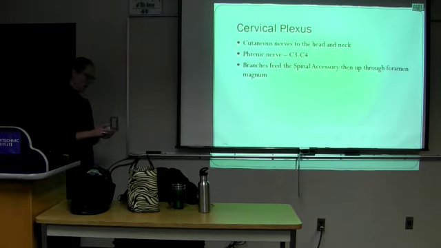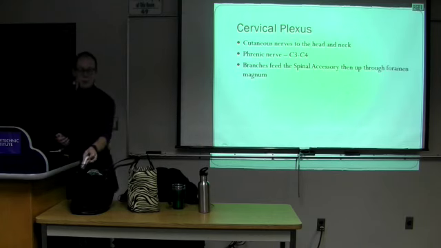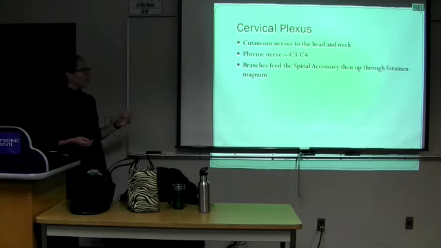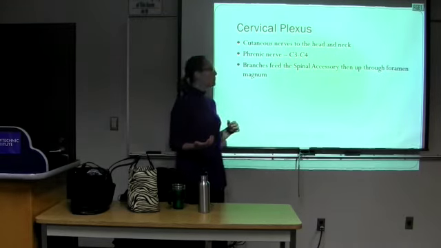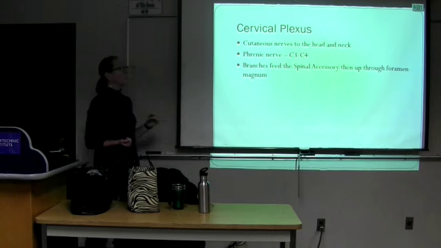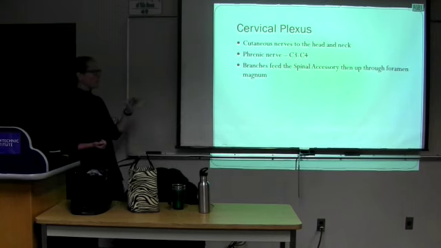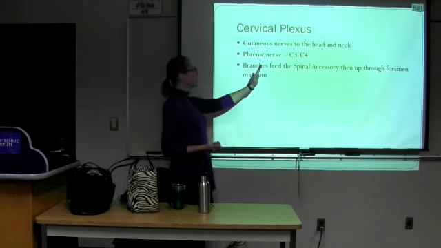Okay, so let's talk about those. There we go. This is where we left off. I know we did this one. The cervical plexus is going to be from the cervical spine. It gives us nerves that go to the head and the neck.